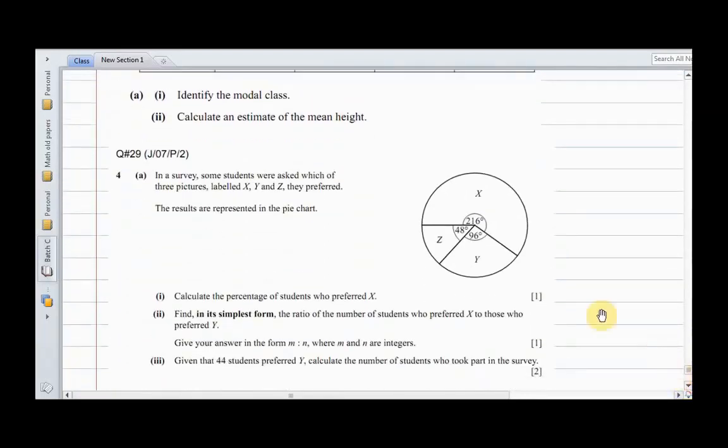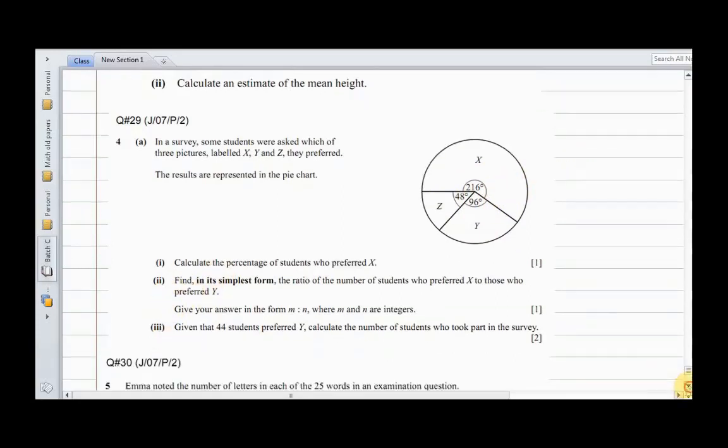We had covered pie chart as well. So there are 3 parts. All these parts are similar to the questions we had covered in our pie chart lecture. Let's suppose it says calculate the percentage of students who preferred x. You know that x was preferred by 216 degrees. Total students are 360. You need to use the concept that the total angle is 360. So 216 divided by 360 multiplied by 100 gives you the percentage. Similarly, the 2 other questions you need to attempt by yourself.